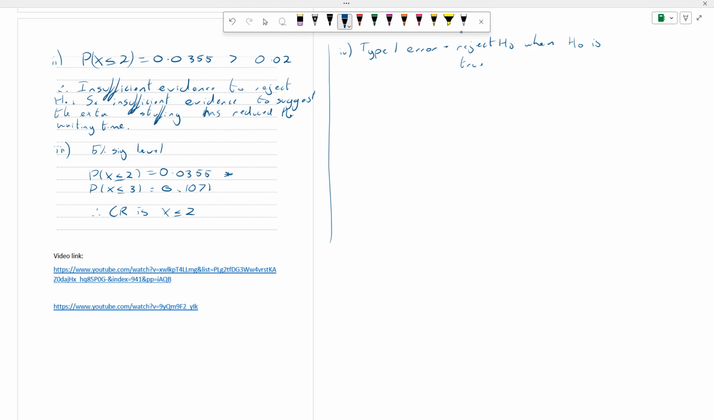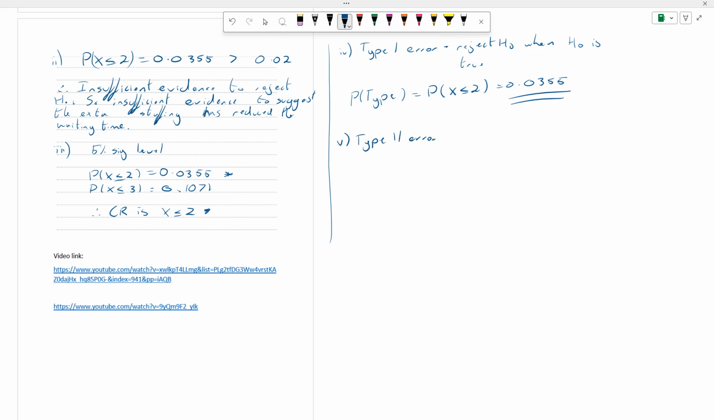Now, in this case, it's fairly straightforward. If I want the probability of a type 1 error, we know rejecting it would be if x is less than or equal to 2. I'm simply going to do the probability that x is less than or equal to 2. So it's basically looking at my critical region. So I get 0.0355. That's my probability of type 1. Type 2 errors are a little bit harder to deal with.